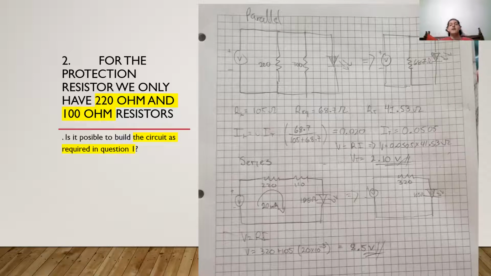the same current. So if we do this calculation, we can find that the voltage from the source should be 8.5 volts, which is like 0.2 volts less than the circuit required in question 1. So we can see that with these two resistors, we cannot build a circuit as required in question 1.